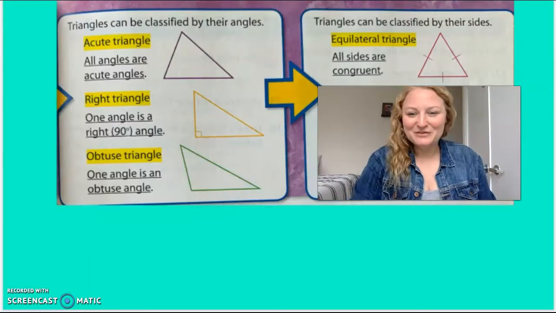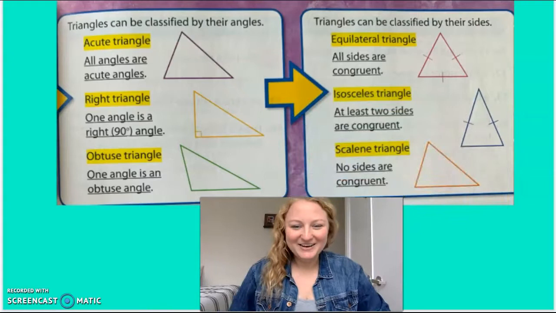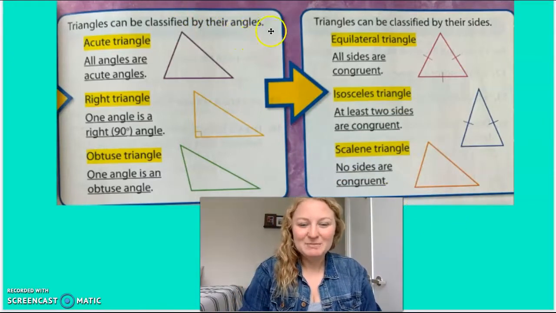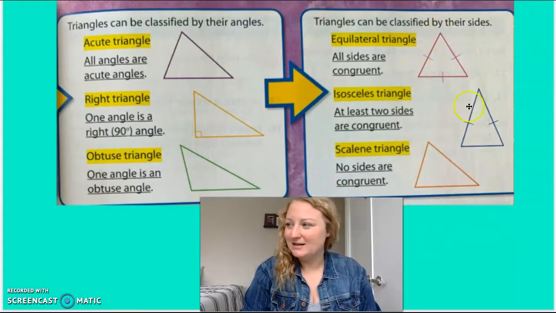All right, now we're going to move into classifying. Okay, classifying triangles. There's two ways to classify. A triangle can be classified, it's like a tongue twister, by their angles, so by looking at the three angles, or they can be classified by their sides, their three sides.